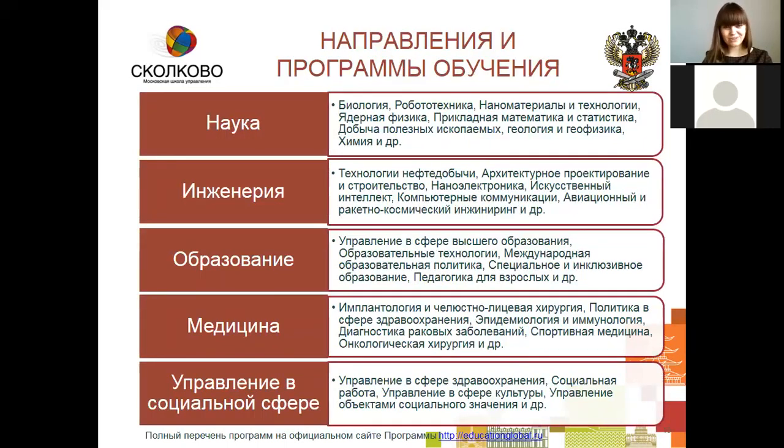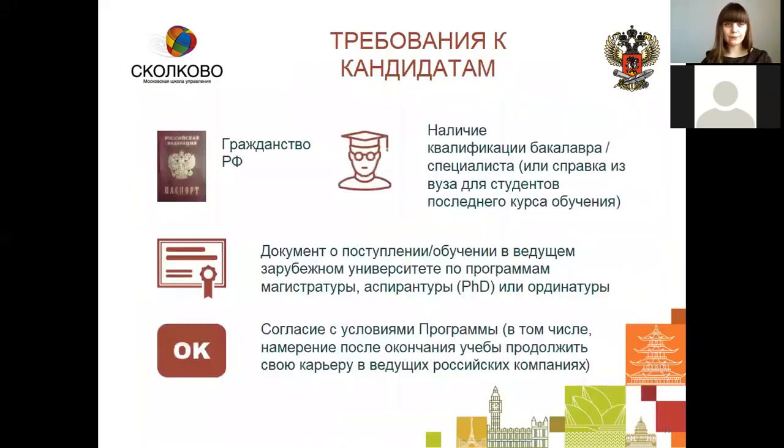Особое внимание хочется опять уделить управлению в социальной сфере. Это прикладной менеджмент, менеджмент в здравоохранении, социальная работа, например, управление в сфере культуры, управление в образовании. Но вот, к сожалению, менеджмента, экономики, финансов нет.